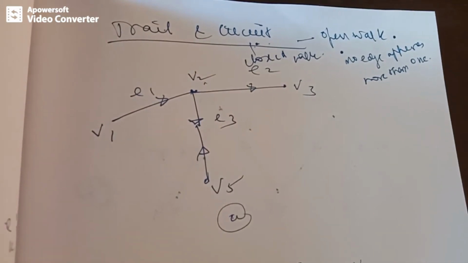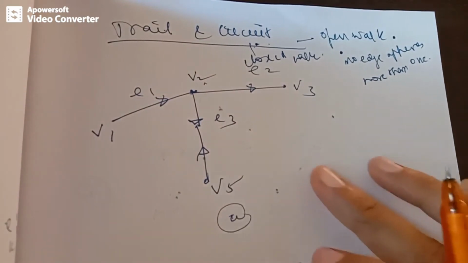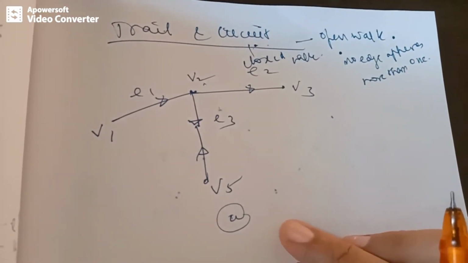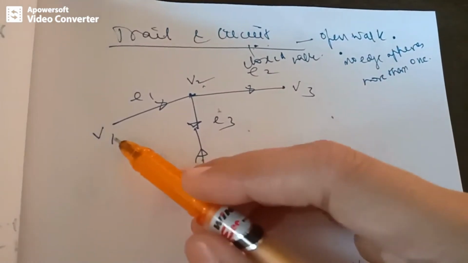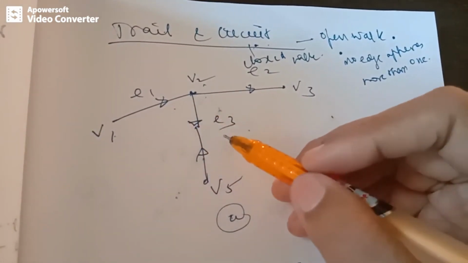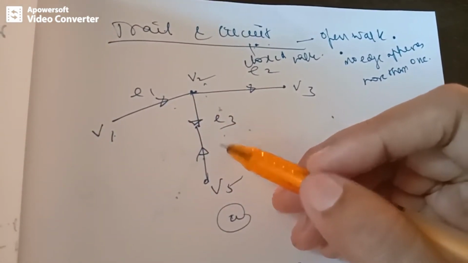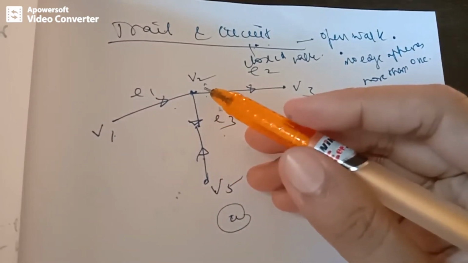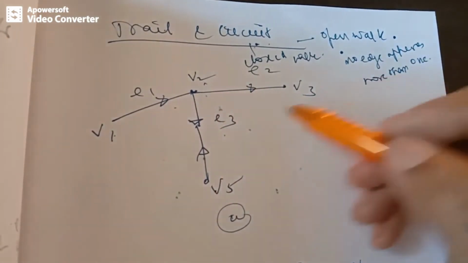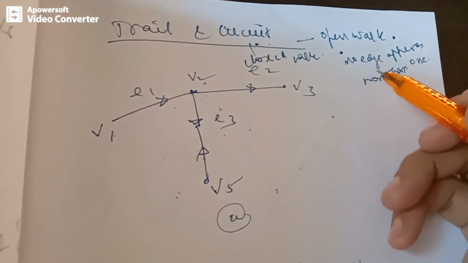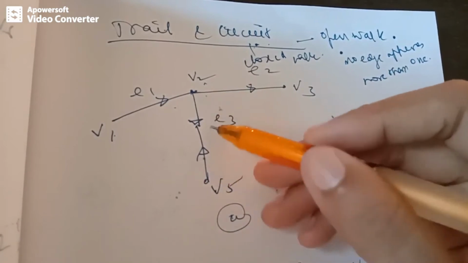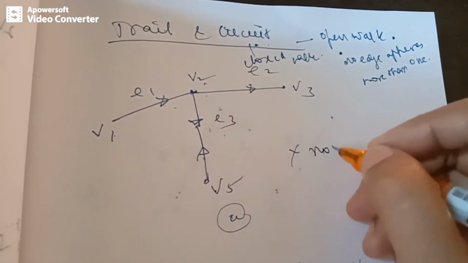Let's take this picture. What can you say, whether it is a trail or not? It starts from V1, E1, V2, E3, and then again V5. Then again you can see E3 is repeated. That means no edge should be repeated in the case of a trail, right? It should not be repeated, but edges are repeated. You can see the bidirection. Therefore, it is not a trail.